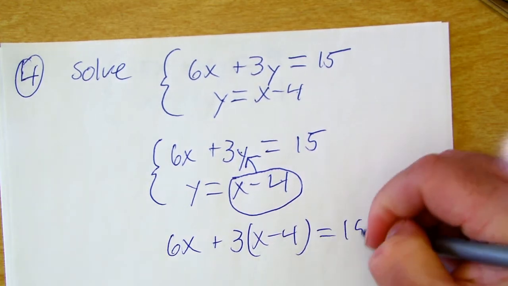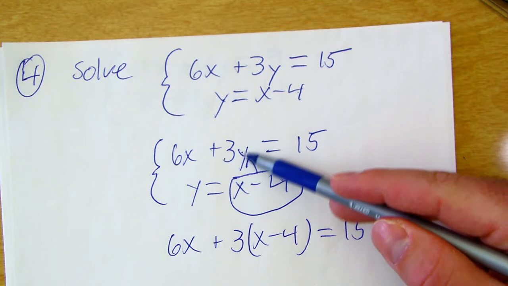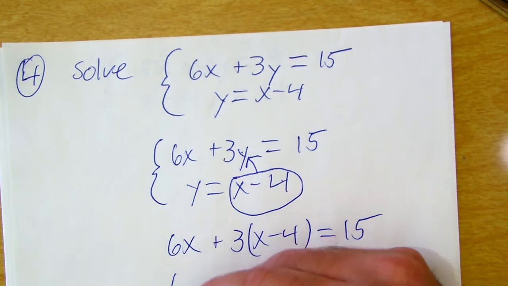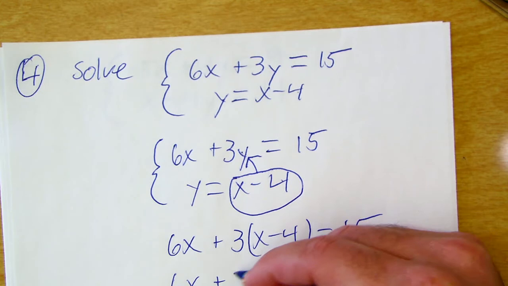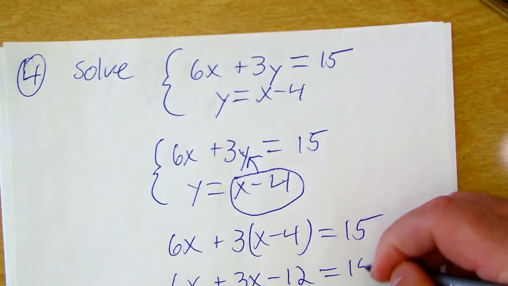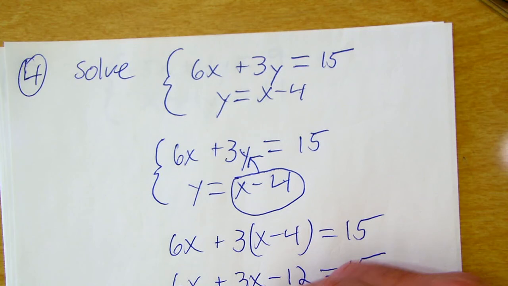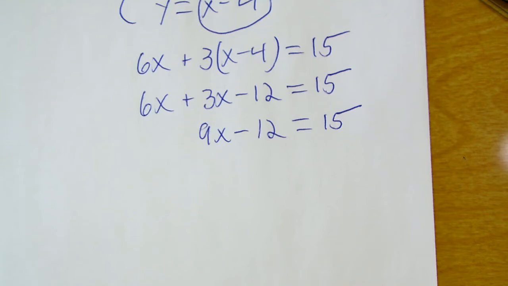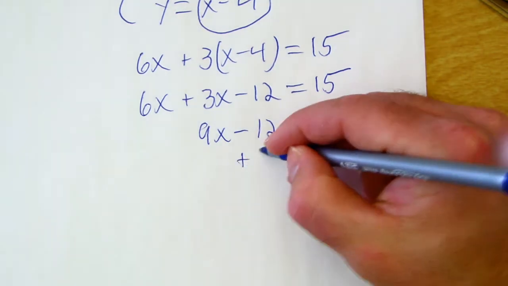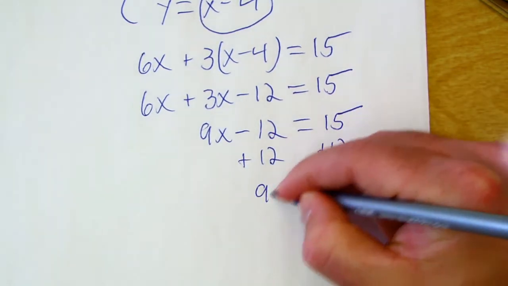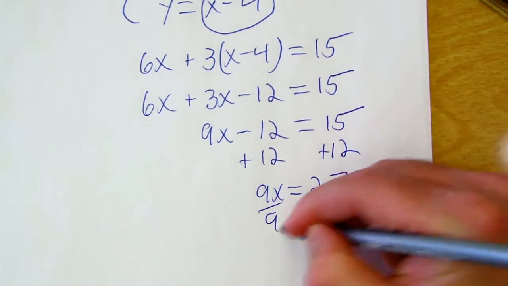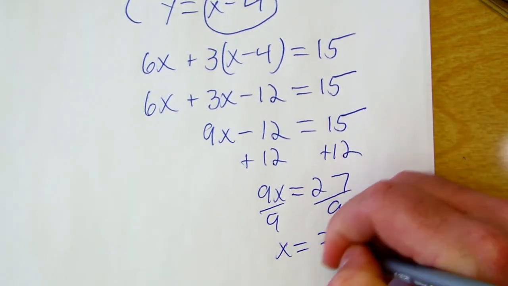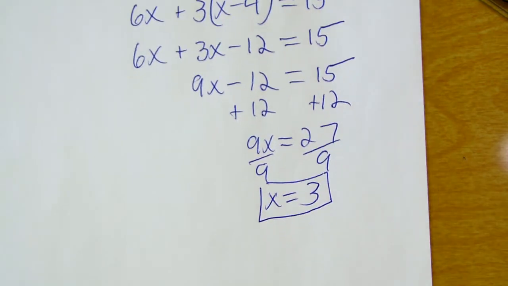And nothing in that first equation changes except for replacing the y. So I got 6x plus, I got to do some distributive property here, 3x minus 12 equals 15. 6x and 3x is 9x. Then I'm going to add 12 to both sides. So 9x equals 27. Divide both sides by 9. So we get x equals 3.